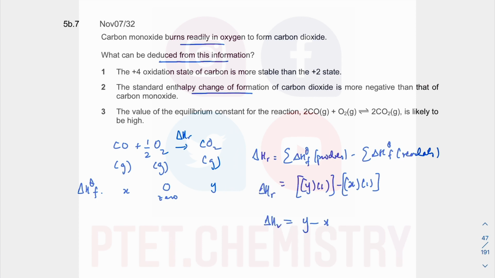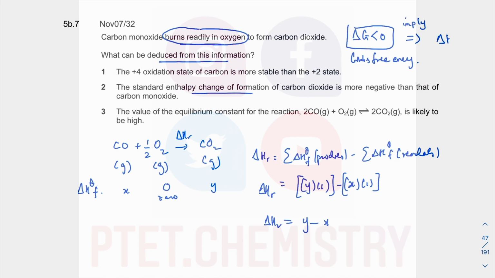They say that it burns readily in oxygen. So actually, that is something that you will learn more in A2. This is to do with Gibbs free energy. Although most reactions that happen readily would imply, okay, I'm not saying always, but it would imply that enthalpy of reaction is exothermic. So most exothermic reactions would be feasible and spontaneous and readily happen, because that would imply that delta G is lesser than 0. This is something that you will learn more in A2 energetics.